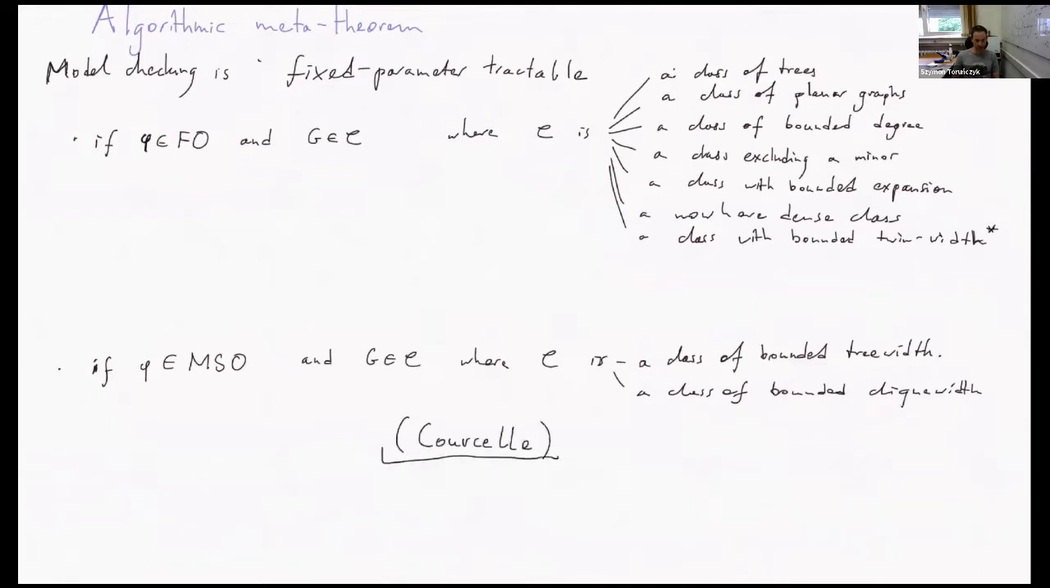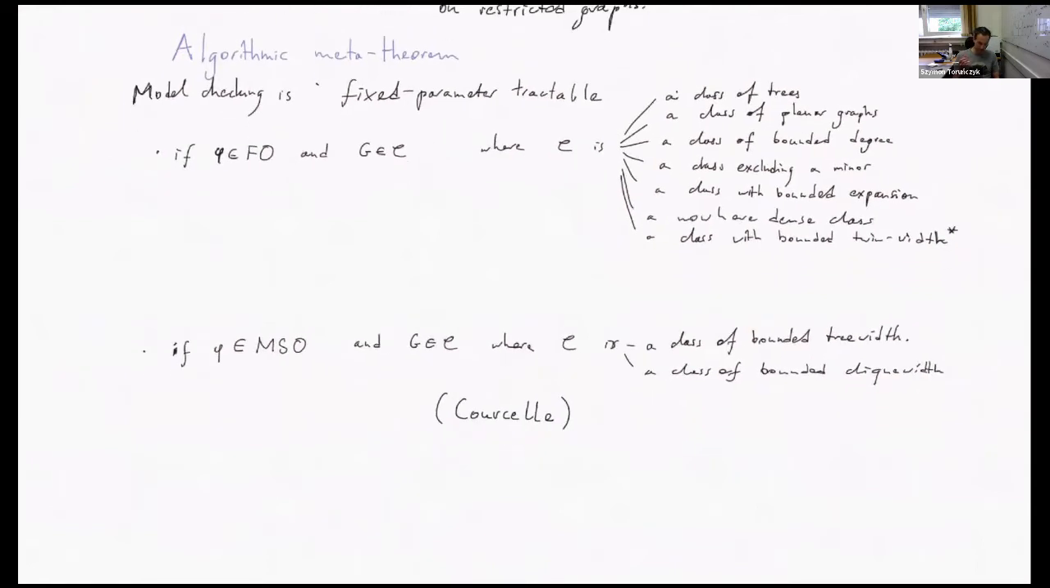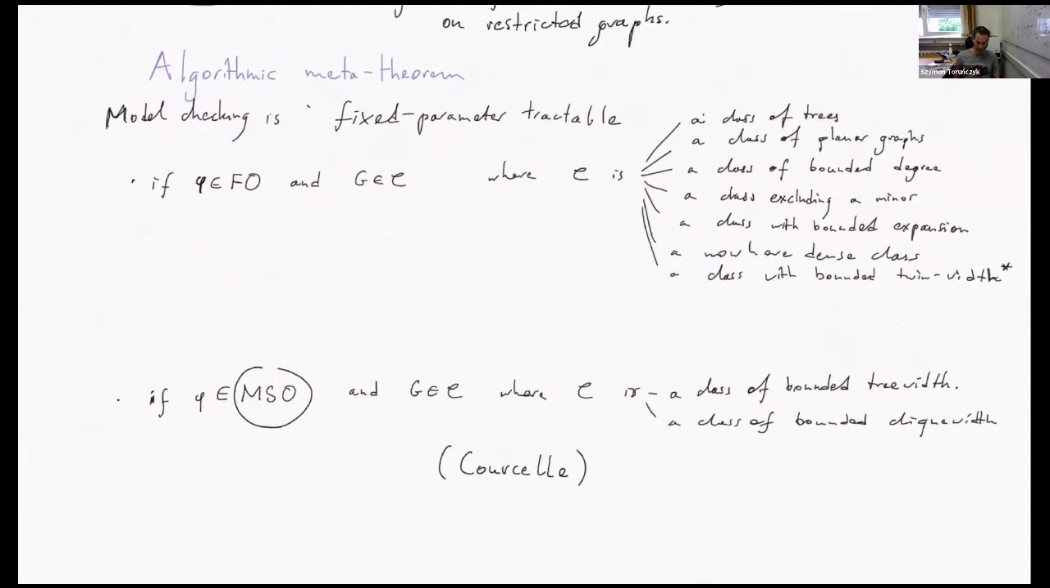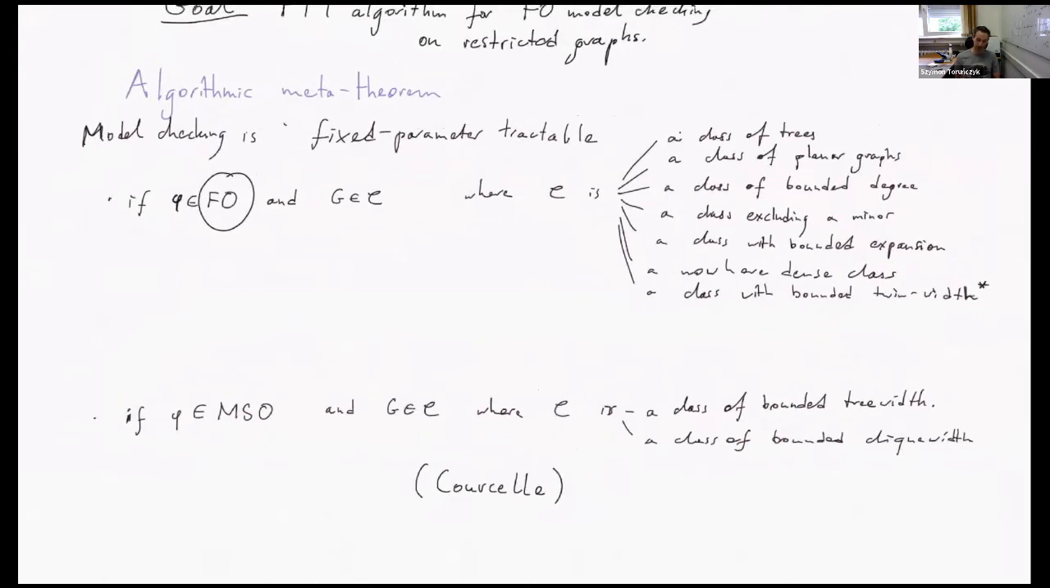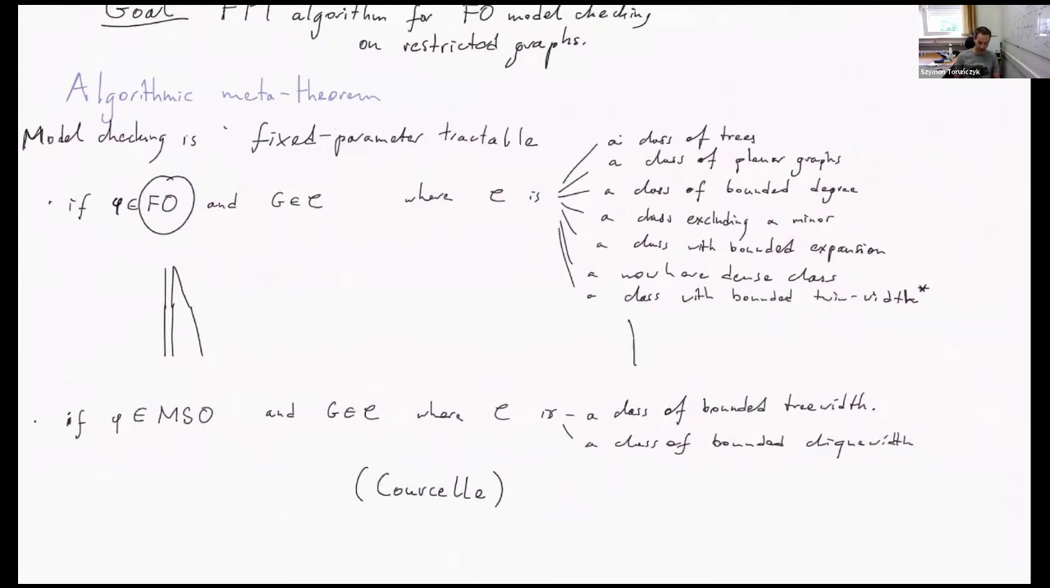So those are the archetypal metatheorems, those two results of Courcelle for classes of bounded tree width and bounded clique width, and they talk about MSO logic. But in those lectures, we will focus on first order logic. For first order logic, the logic is less powerful than MSO, so the logic can express less, but on the other hand, we can consider bigger, more general classes of graphs.